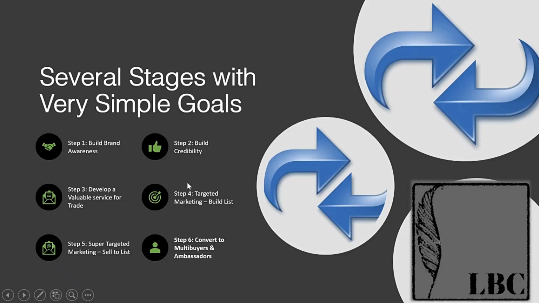Once you've accomplished that in step 4, then you move on to step 5, and you do super targeted marketing. This is where you're selling specifically to the people who have already engaged in your stuff. They've signed up for an email list, or they've subscribed to you on Facebook.